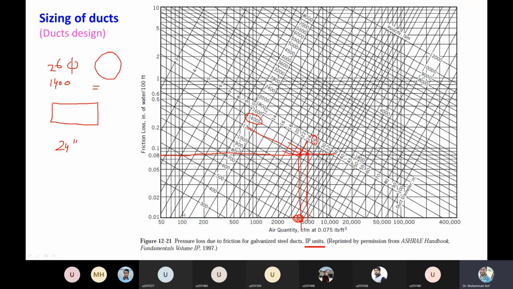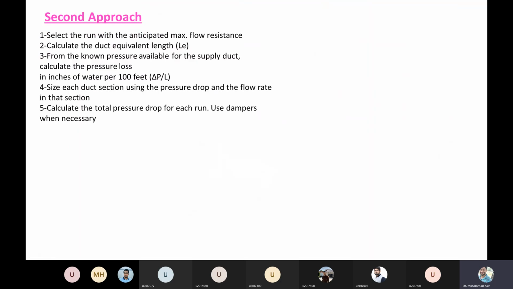There is another approach as well, right? In the second approach, what is the procedure? First of all, you have to select that part which has the maximum flow resistance, right? So first you have to check the maximum flow resistance. That maximum flow resistance will give you some approximation, the assumed value of the delta PF, because you have calculated from the maximum flow resistance. It gives you some indication of what maximum possible resistance you can assume.